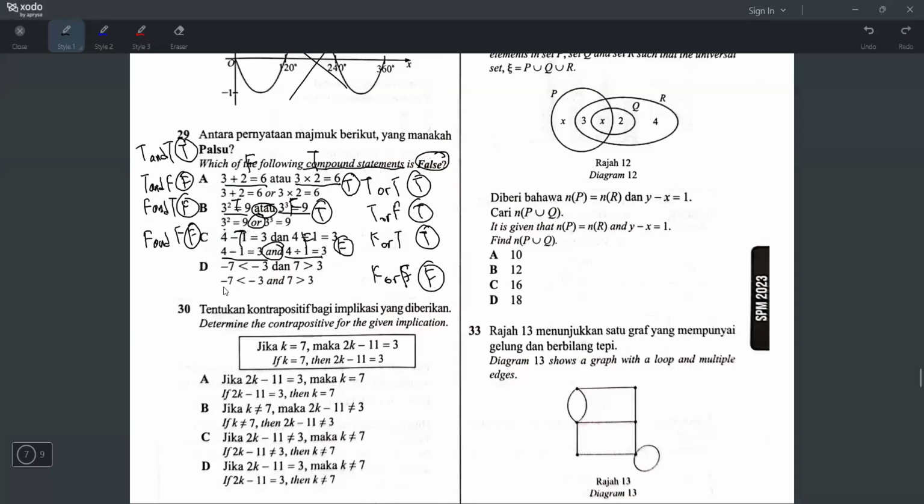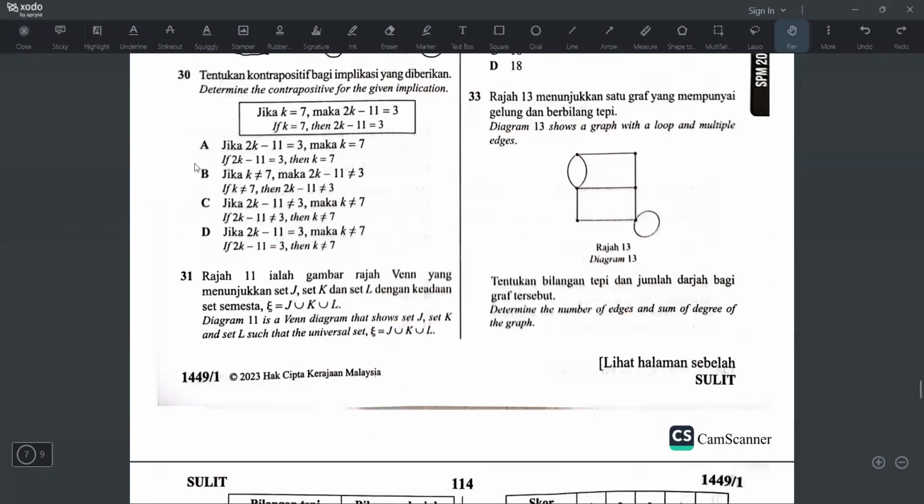Okay, the last one. Negative 7 smaller than negative 3. This is true. Okay. 7 bigger than 3. This is also true. Okay, kalau dua-dua true tak kisah dia and ke or, dia mesti true one in the end. Sebab kalau dua-dua true, dia mesti true. Doesn't matter and or, dia mesti true. So which one is the answer? C is the answer. Sebab dia tanya which of the following is false, right? So this is the only one yang false lah. So that's the answer. Okay.